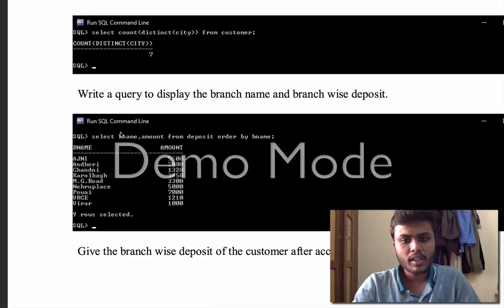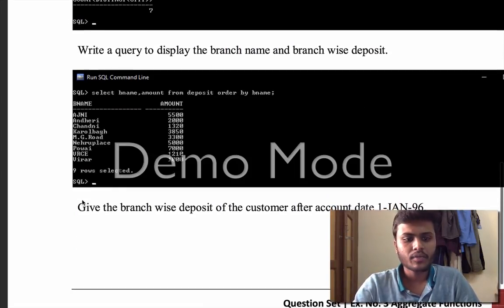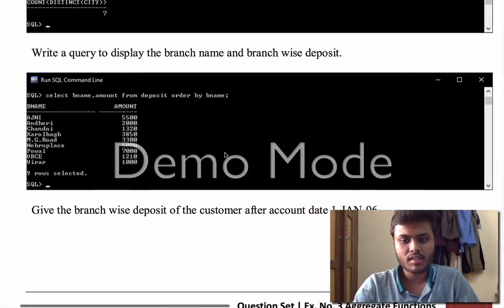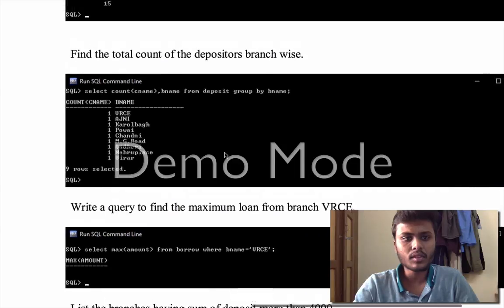Now write a query to display the branch name and branch wise deposit. So select branch name, this B name, amount from deposit, order by name, just to give the names in alphabetical order, A, B, C, D, E, F. As you can see, it's A followed by C, K, M, N, P, V, V. Now we need to give the branch wise deposit of the customer after account date 1st Jan 96.